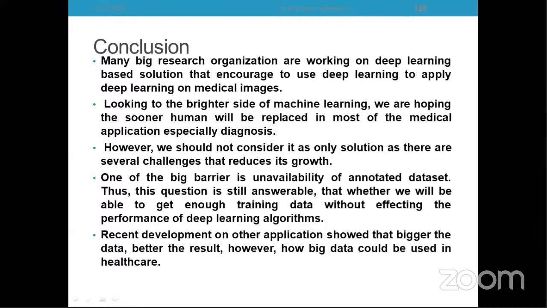Ma'am, one doubt. Yes, ma'am. If we select one application, for example image processing or signal processing, how can we decide which algorithm or which architecture is suitable for that application? How can we decide?